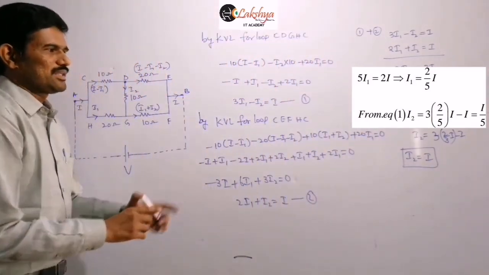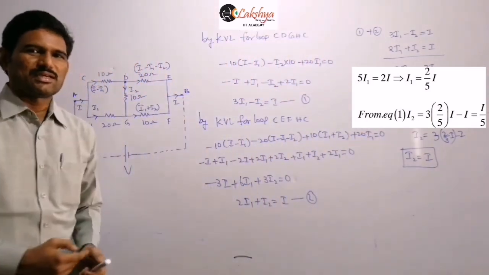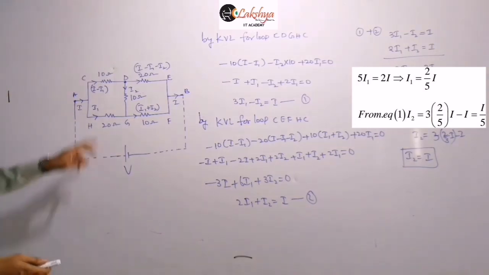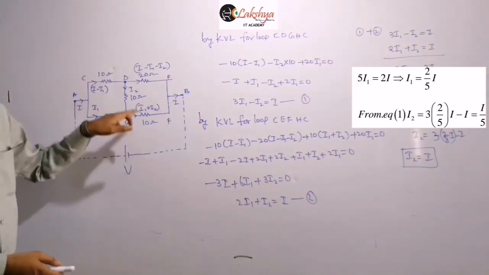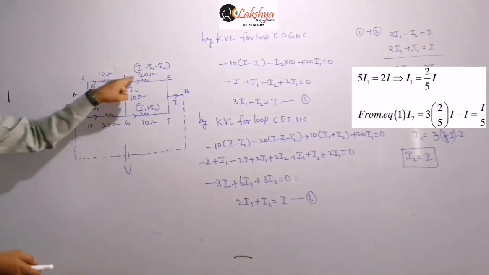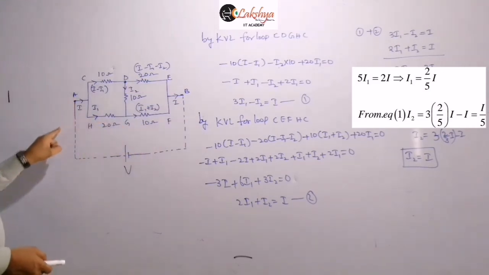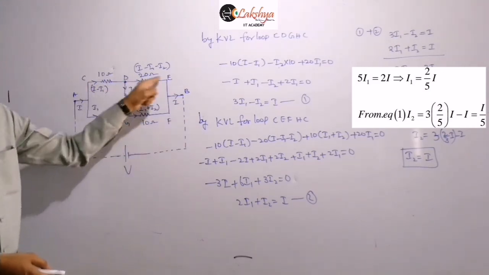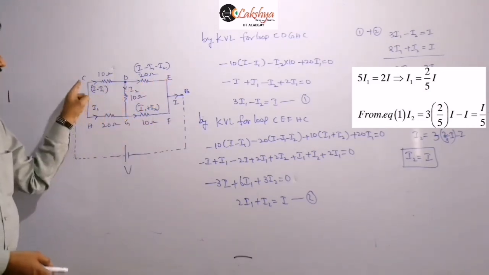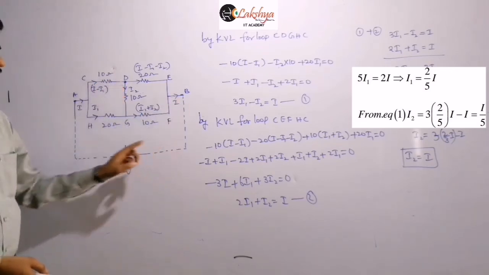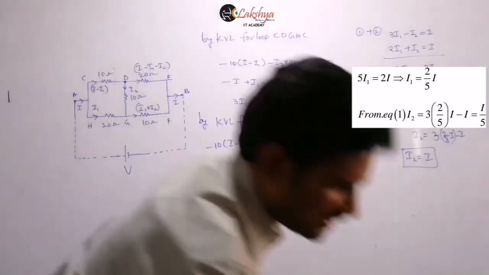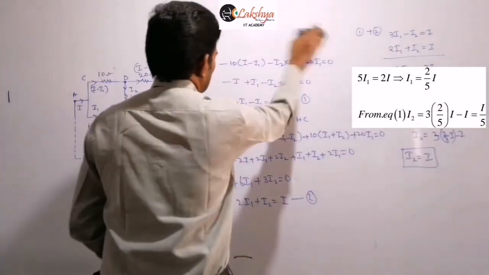And now after getting this I1 and I2, finally once more we need to apply the Kirchhoff law by including the cell. Here you can take any path, but finally we should include this cell. You may come along this path, or this path, or you may consider this path also. But finally we should include that cell. Then you will get the final effective resistance.